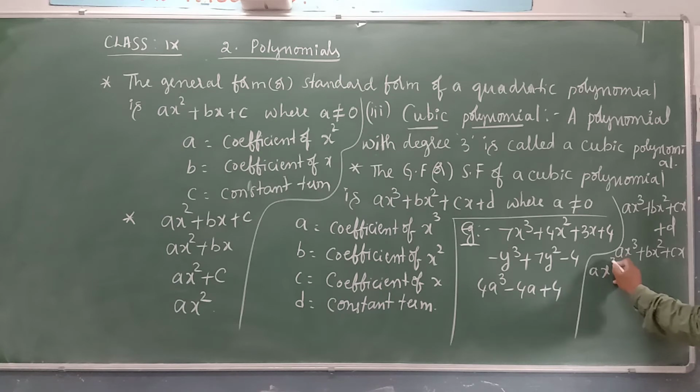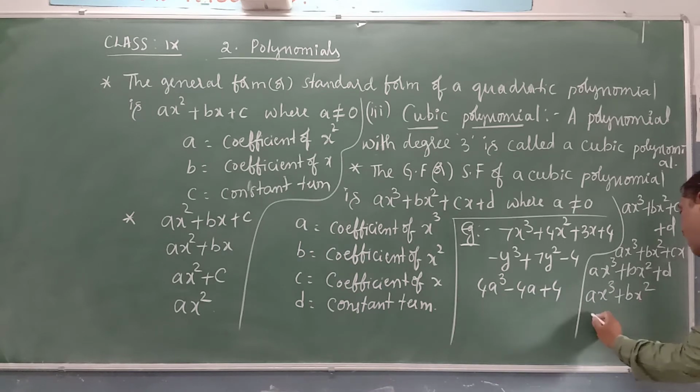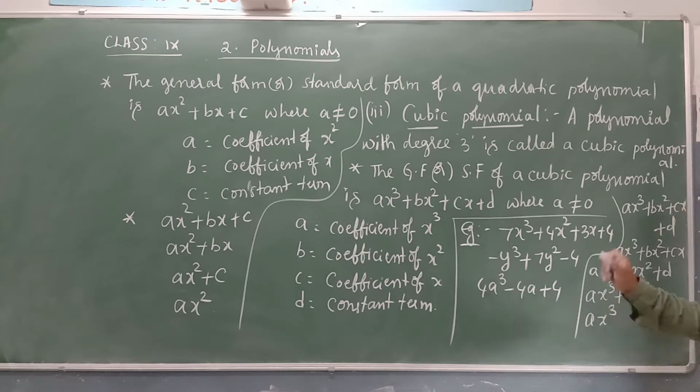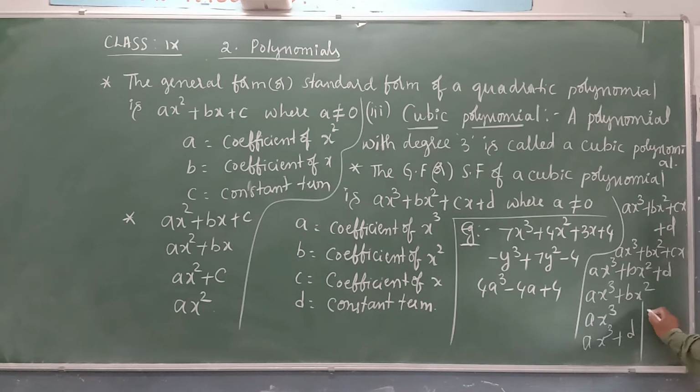Similarly, ax cube plus bx square plus d. This is also a cubic polynomial where we do not find the x term. Similarly, ax cube plus bx square. This is also a cubic polynomial. Ax cube is also a cubic polynomial. Ax cube plus d is also a cubic polynomial. Not only this, ax cube plus cx is also a cubic polynomial.